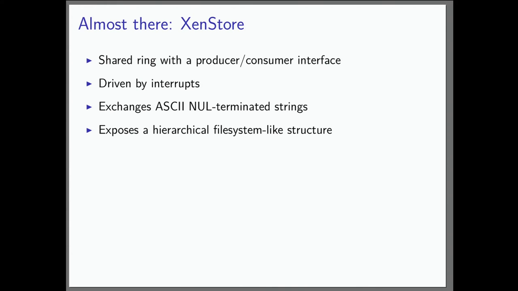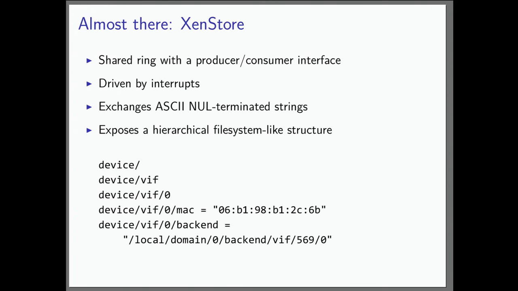The Xen store exposes a hierarchical file system-like structure where you have nodes, subnodes, like this. And for instance, the subnode, this is part of the device tree for the virtual interface 0. And it has a link to the backend, which is also stored in the same Xen store tree, but the guest does not have access to all of the nodes under local domain slash zero, because that's the subtree of domain zero. There is a permission system in place, and only some nodes are available for a guest system to be read. For instance, the backend of the networking interface is one of them.